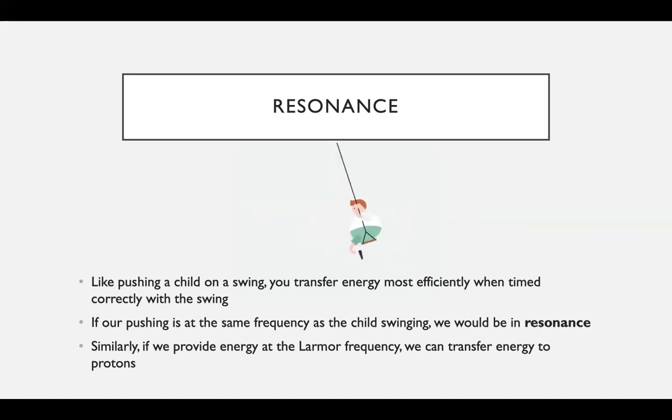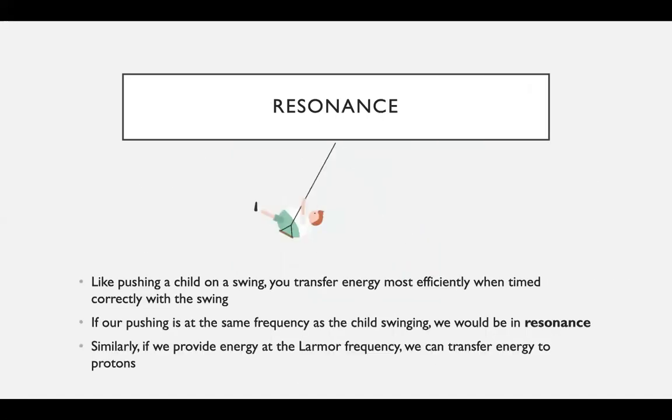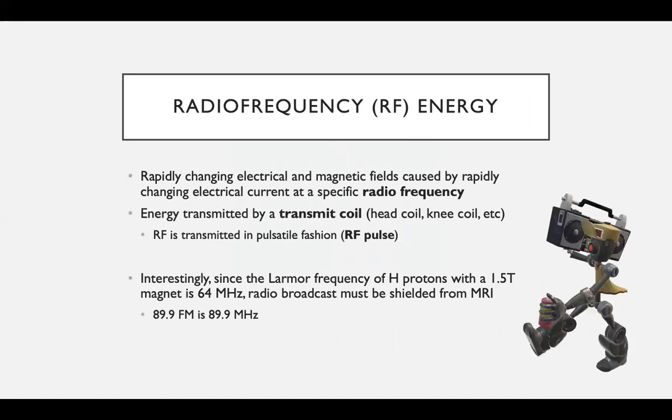So like pushing a child, we want to add energy to our protons at the same frequency that the protons are precessing. And if we add energy at 64 megahertz that we calculated in this last precession, we would be in resonance. So this is very important on how we add energy to protons. And when we do that, it's called radio frequency energy.